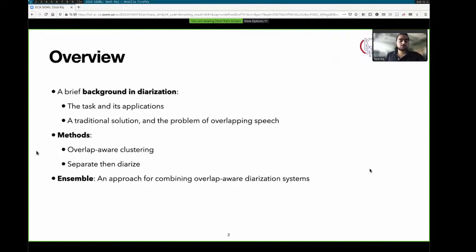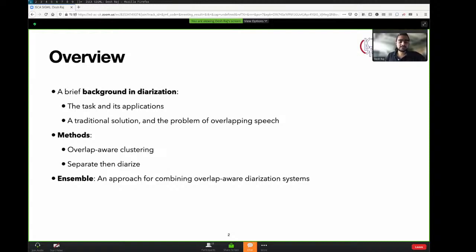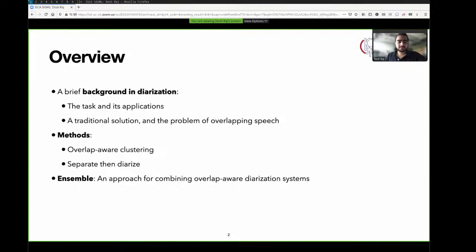Here's what this talk will look like. First, I'll give you a brief background about speaker diarization in case you're not familiar with the task and the traditional solutions. And once that is done, I'll go ahead with the methods that we have proposed, including overlap-aware clustering and another paradigm, which I call separate and diarize. And finally, I'll talk about an approach for ensembling different diarization system outputs.